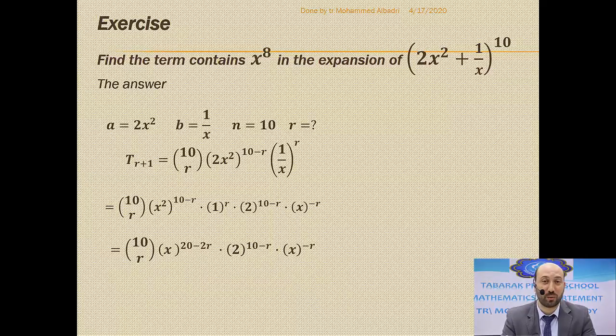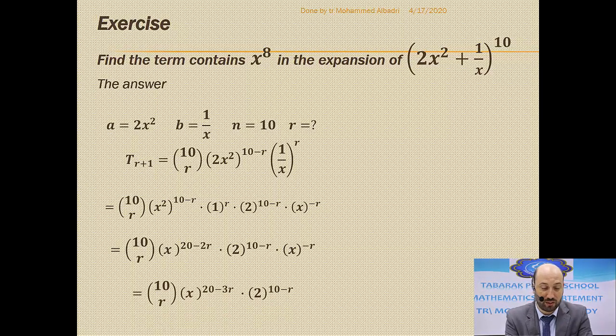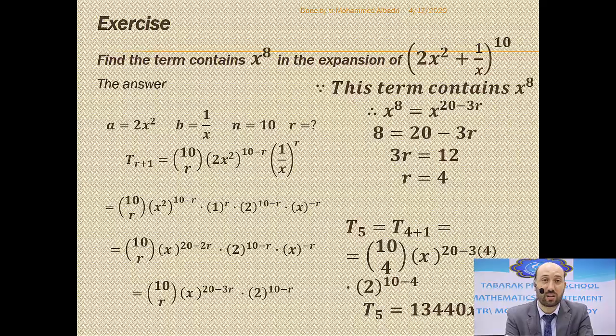Now we are going to collect the like terms together. It's very important to collect the x's together. So it becomes x to the power 20 minus 3r, because in the previous step we have x to the power 20 minus 2r times x to the power minus r; minus 2r minus r equals minus 3r. And now we want the term containing x to the power 8, so x to the power 8 equals x to the power 20 minus 3r. By cancelling x and x, we have 8 equals 20 minus 3r. By simplifying, 3r equals 12, divided by 3, so r equals 4.